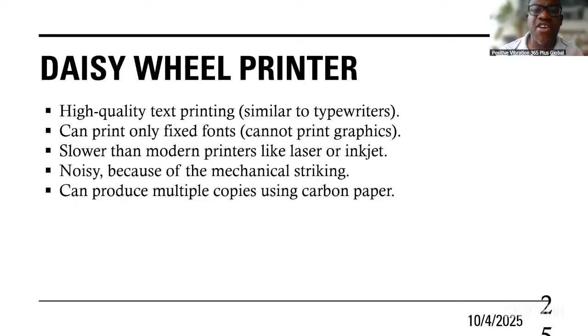It is slower than modern printers like laser and inkjet, which we'll talk about later. It is very noisy because the mechanism keeps striking, bang, bang, bang. And of course, it can produce multiple copies using carbon paper. This we don't need to know. All right, good. Let's move on.